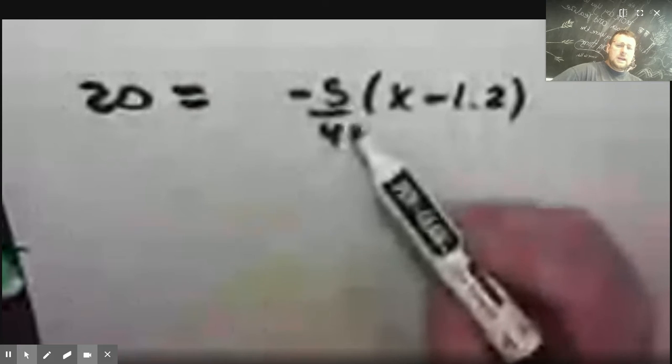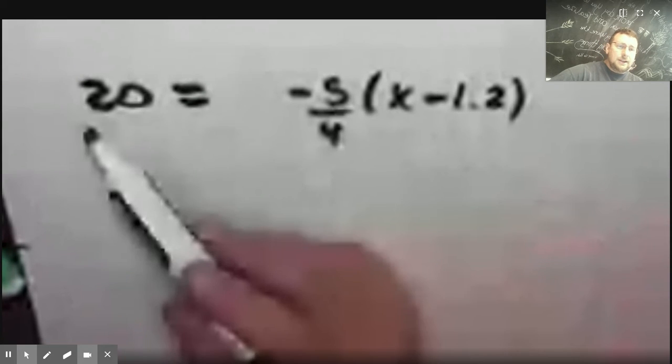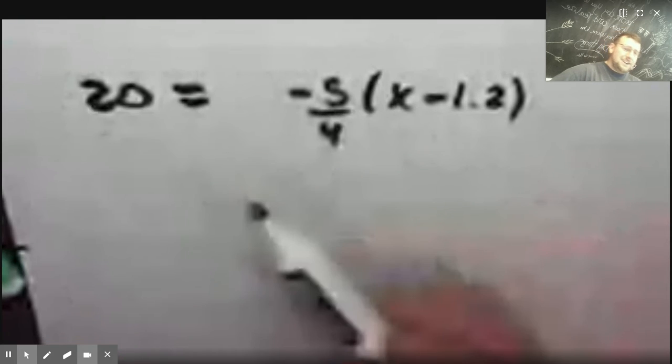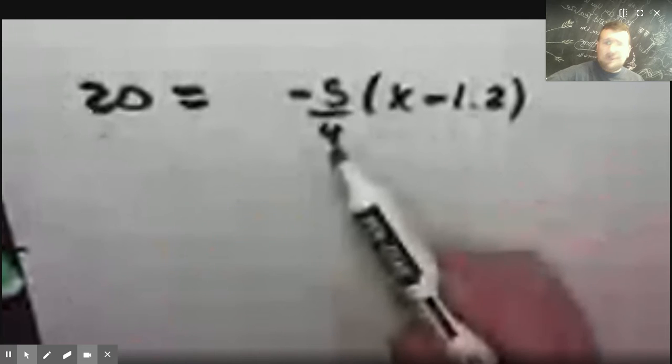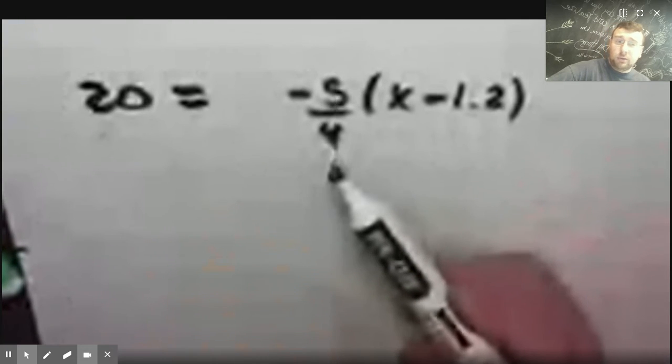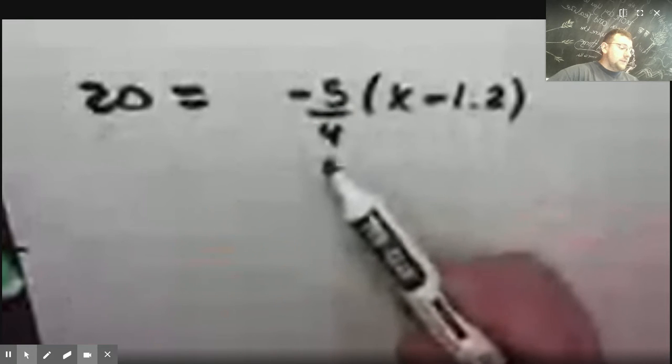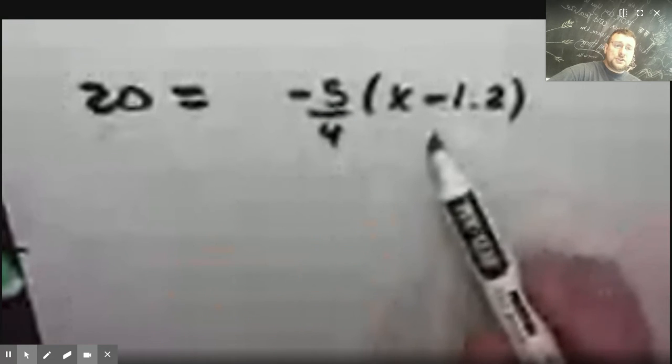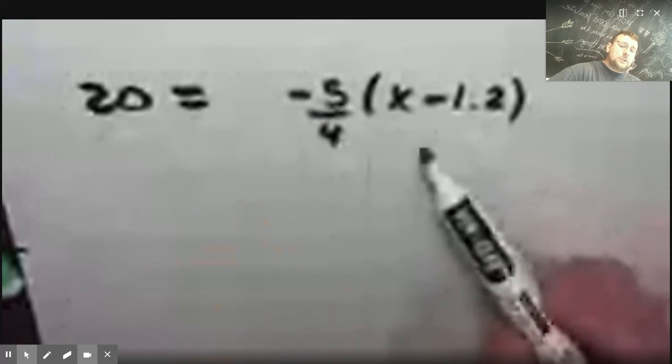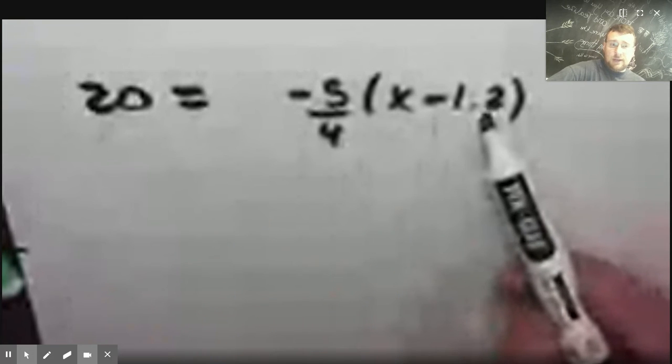Notice, by the way, that I'm not even worried about the left side because the variable is on the right side. So it's not always working with the left side. You work with the side where the variable is. And I have to get rid of either the 1.2 or the 5/4. But the 1.2 is inside of parentheses. So like I just said, it goes last.